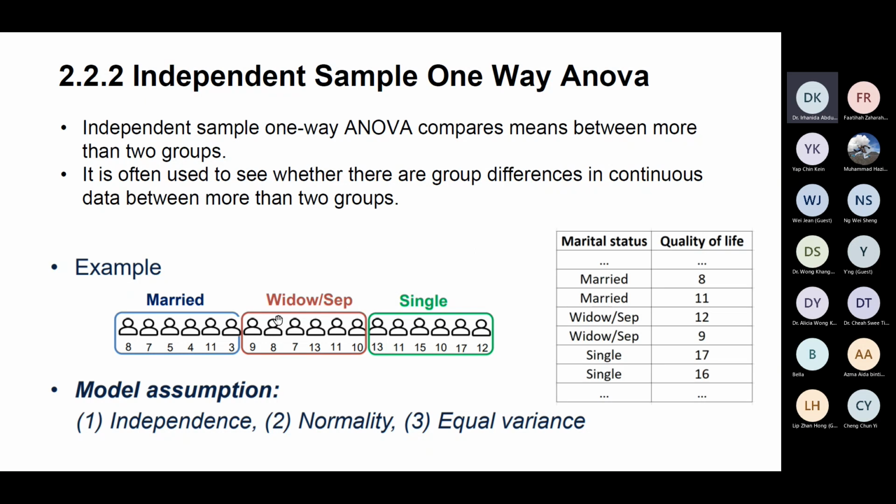For example, here I have marital status group. We have married, widow, separated, single. Again, we are looking into their quality of life. We want to see if there is differences between these groups in terms of quality of life. Again, the model assumptions that we have are independence, normality, and equal variance.